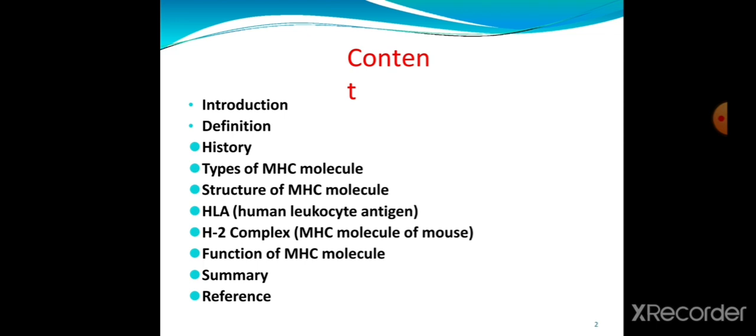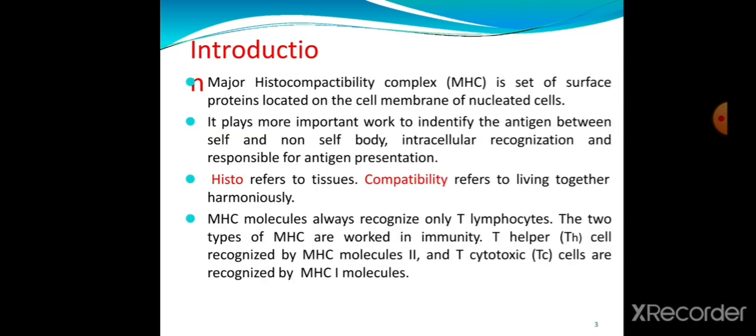In the slides: introduction, definition, history, types of MHC molecules, structures of MHC molecules, HLA, H2 complex, functions of MHC molecules. We will discuss all these things here. Now, the introduction part: you can see here major histocompatibility. It should be histocompatible. Both terms are used somewhere.